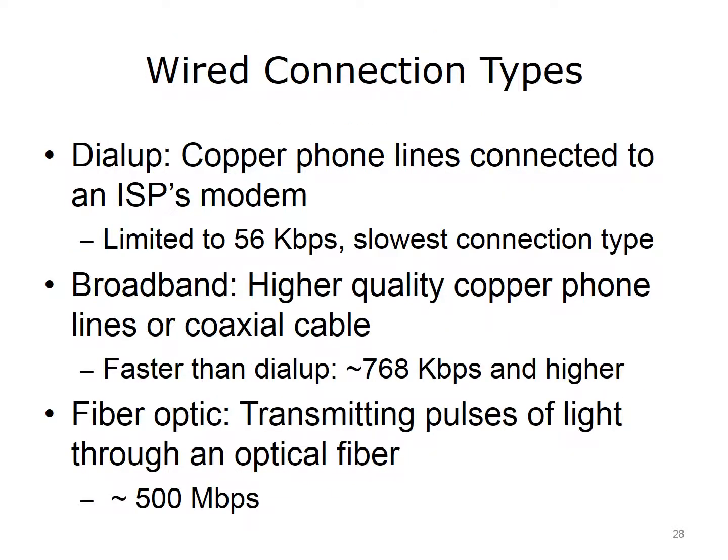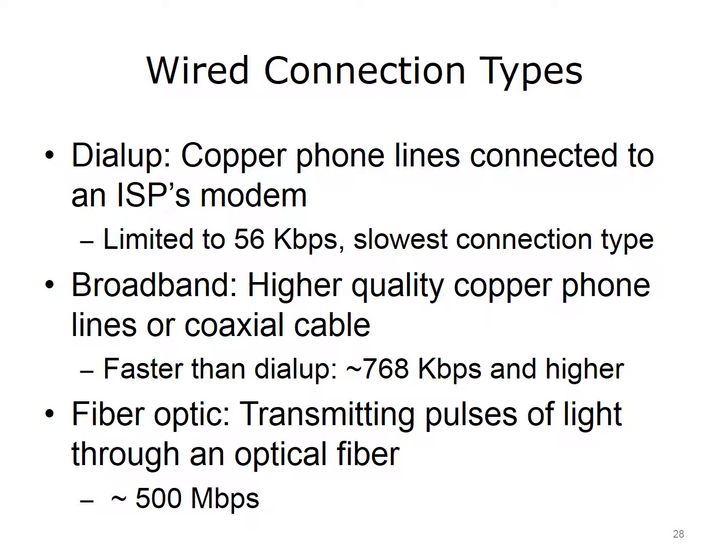Existing wired connection technologies are dial-up, broadband, and fiber optic connections. Dial-up connections use copper phone lines to connect to an ISP's modem. This speed, or bandwidth, is limited to 56 kilobits per second. This is the slowest way of connecting to the Internet.